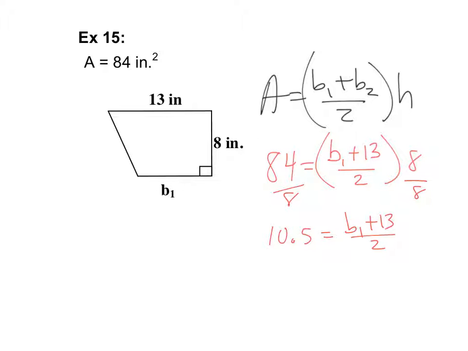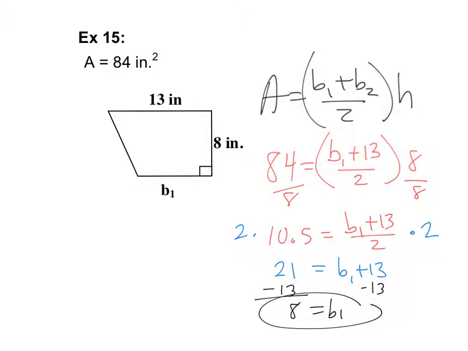That's right, we should multiply both sides by 2. So if you multiply both sides by 2, you'll get, look at this, 10.5 goes away, 21 equals B1 plus 13. And then how do we get rid of the 13? That's right, you subtract 13 from both sides, and you get 8. And that is the missing base. And you can always plug it back in and see if you can get back to where you started at, 84.